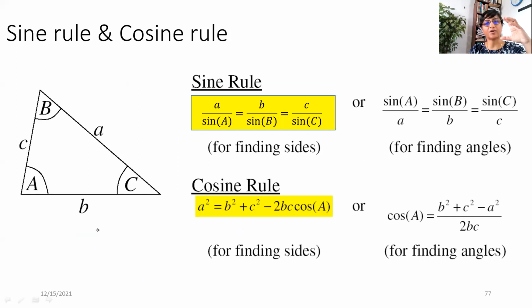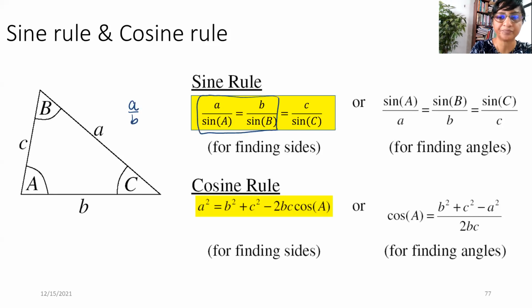You can also think of it as A over B. If you take any two sides, the ratio between any two sides is equal to the ratio between the sines of the corresponding angles: sine A over sine B. Yeah, correct, Hasan, same thing. But we like to put it in this form: side and the sine, or sine and the side. But it's the same thing.